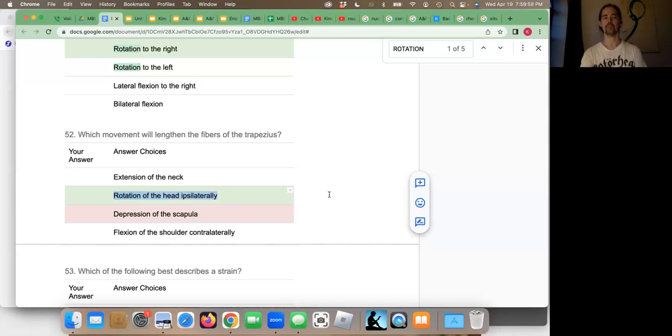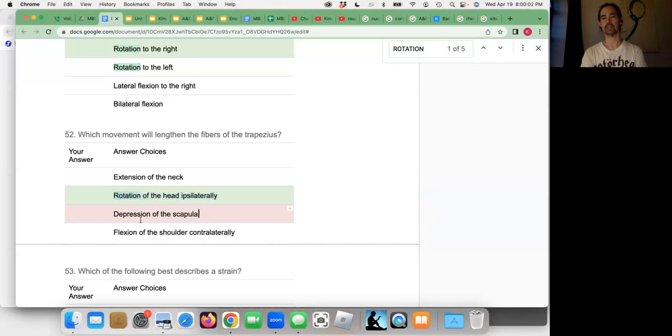Well, lengthen the fibers. Depression of the scapula is shortening. Extension of the neck is shortening. Flexion of the shoulder contralaterally, no, I would not say it does that at all. So it definitely, by process of elimination, is rotation of the head ipsilaterally.